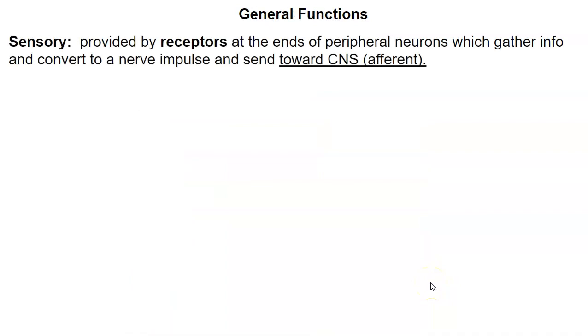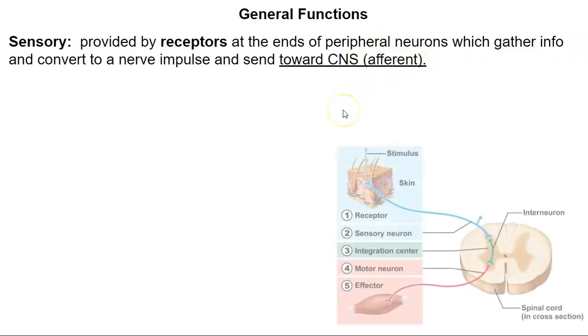So the general functions of the nervous system we already talked about, but we can divide it into sensory. That's provided by receptors at the ends of peripheral neurons, which gather information and convert it to a nerve impulse and send it towards the central nervous system. Anytime you have an action potential, an impulse traveling towards the central nervous system, we call that afferent. You'll see that word quite a bit.